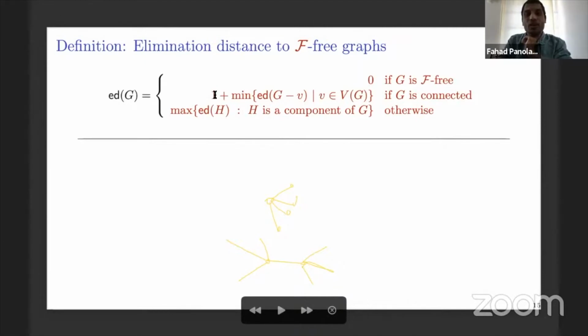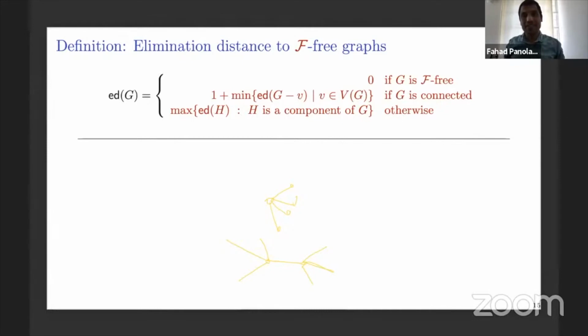Otherwise, if G is connected, then you think about your cut vertex scenario, which is 1 plus the minimum of the elimination distance of G minus v, where v belongs to V(G). And if G is not connected and it is not F-free, then the elimination distance is the maximum of the elimination distance of H. Essentially, if there are connected components, you find the elimination distance in each of these components and the maximum is yours.